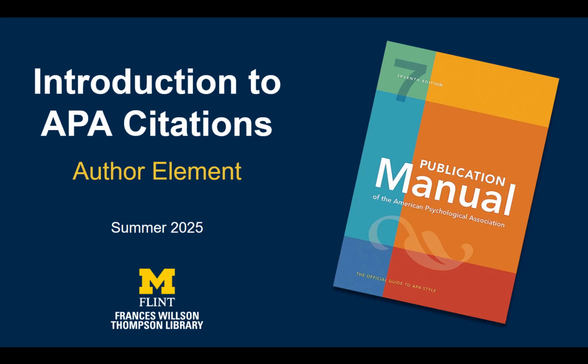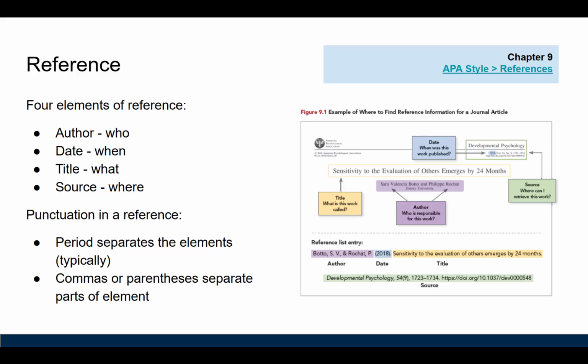This video begins our in-depth look at the different elements that make up an APA reference entry, starting with the author element. I can't cover every possible situation, so looking in the manual and on the APA style website will be necessary. As a reminder, there are 4 elements of a reference entry in APA style: author, date, title, and source. This is the order in which that information should appear in a reference, with some exceptions for missing information.